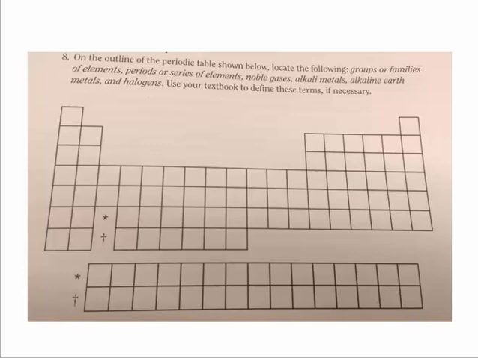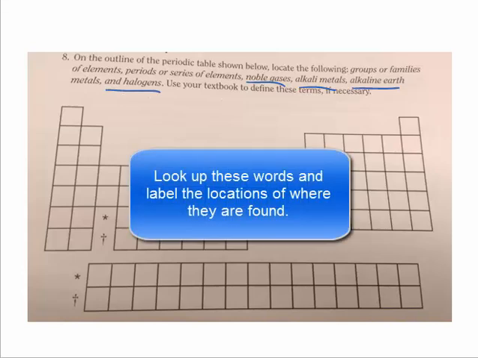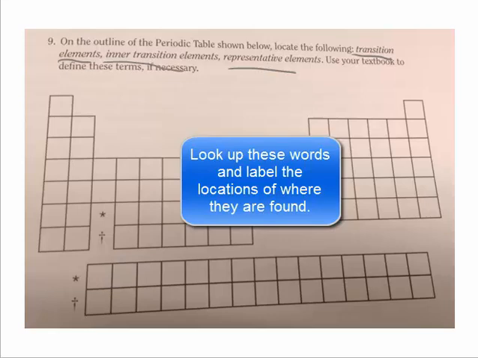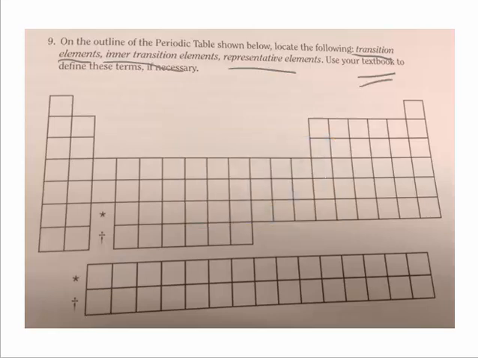In number 8, it says on the outline of the periodic table below, locate the following: groups or families, periods, or series of elements, noble gases, alkali metals, alkaline earth metals, and halogens. Again, you're just using a periodic table. And on the last question, number 9, it says locate the following: transition metals, inner transition metals, and your representative elements. So you're just circling them and labeling them. Again, use your textbook.